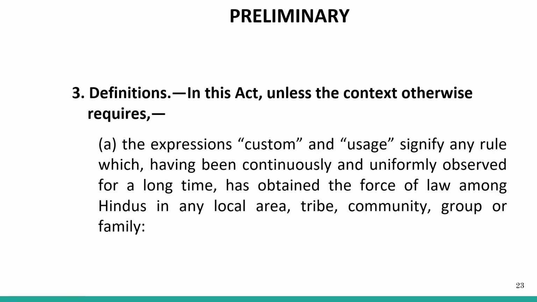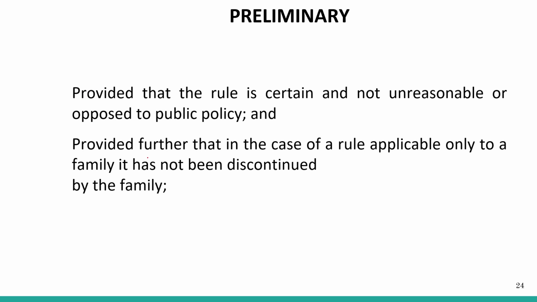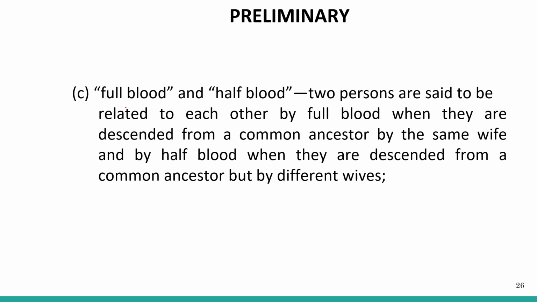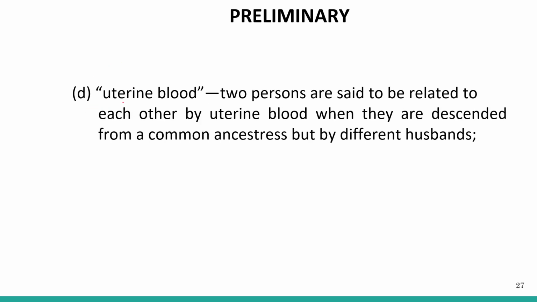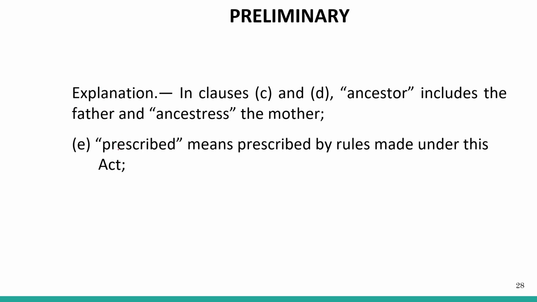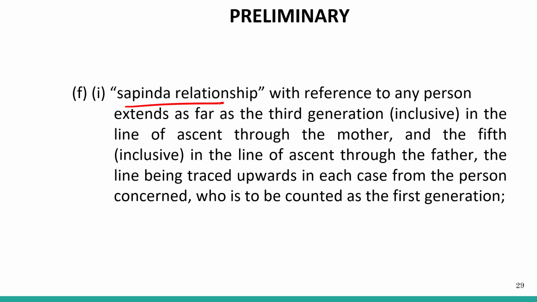So we have completed the definition portions. We have talked about the important provisions and definitions. The definition of customs, what exactly customs is. We have talked about what exactly a district court is. We have talked about full blood and half blood, which is an important portion for your CLAT examination. We have talked about uterine blood. And then we have talked about what exactly is prescribed, and what is sapinda relationship.